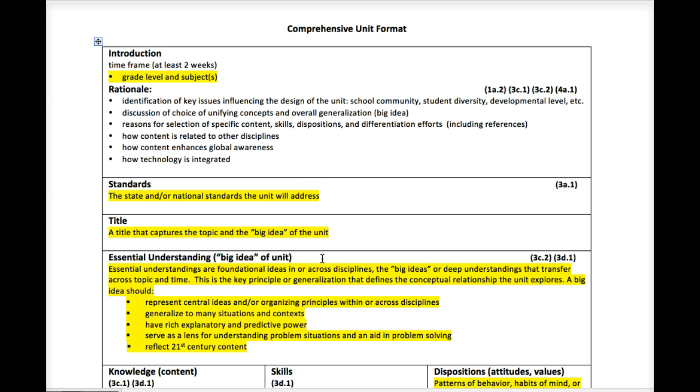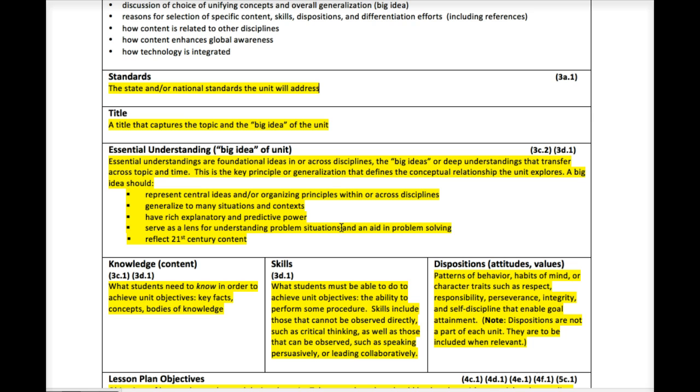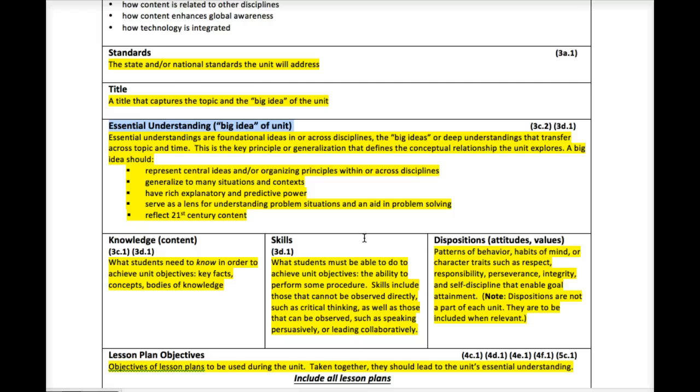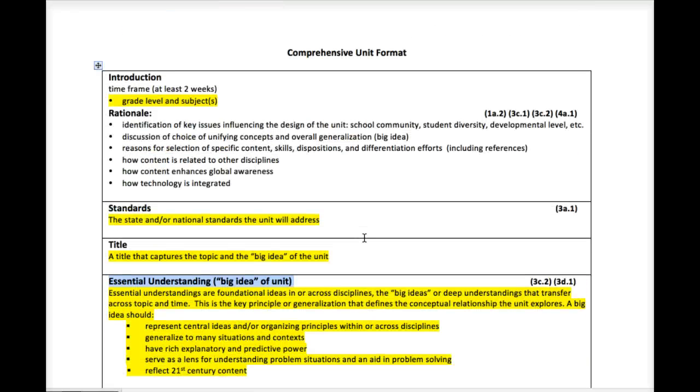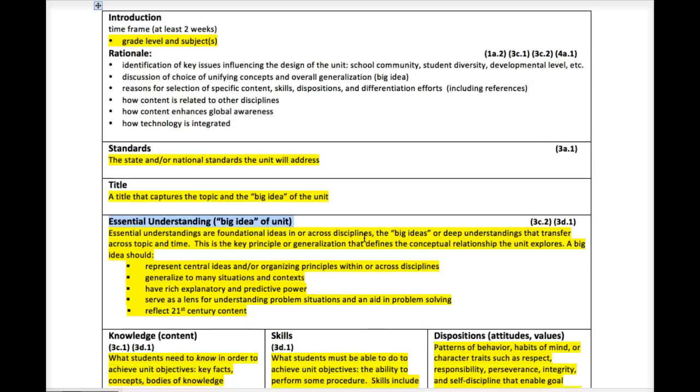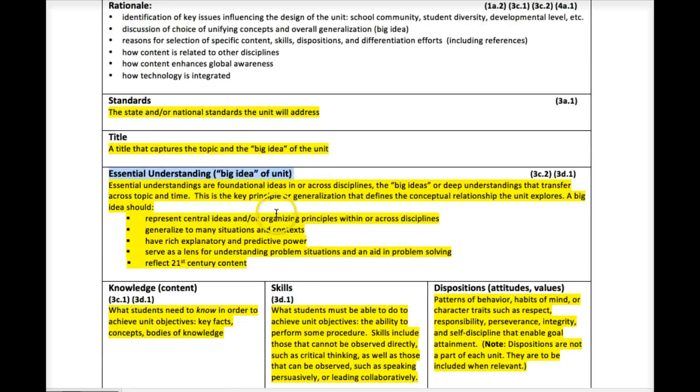So obviously you need a title for your unit that should be related to the big idea. It's a helpful reminder to you and to the students of what we're all about in this unit. And then this idea of the unit having an essential understanding should be familiar to us, having read Wiggins and McTighe. So you'll see that a lot of this comprehensive unit format is informed by the Wiggins and McTighe approach to understanding by design. So that is not coincidence. So you should see a lot of familiar terminology here.